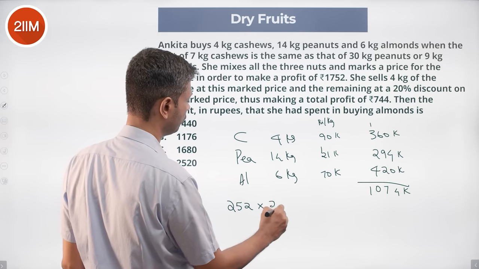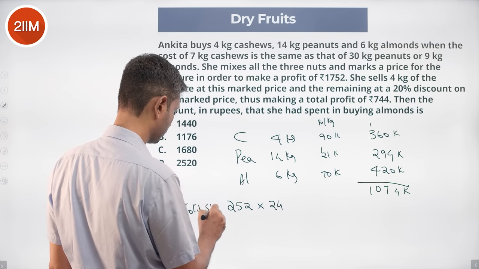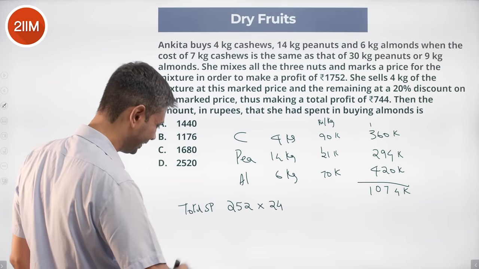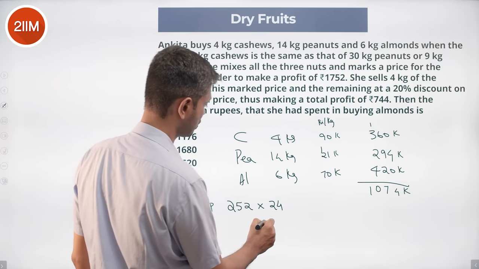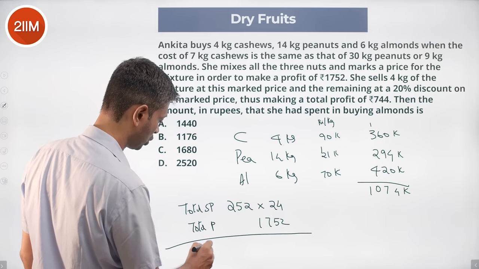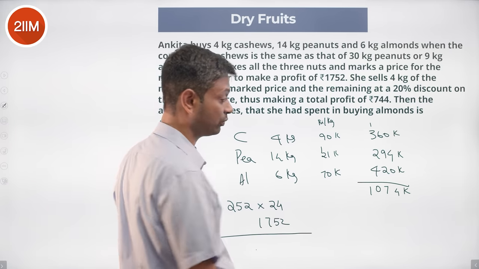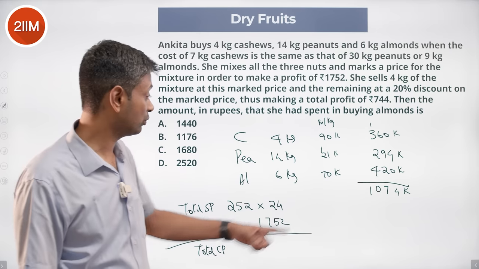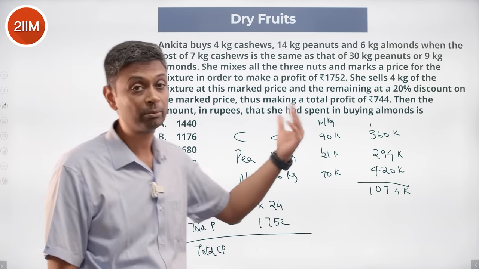into 24 is the total selling price, and then our total profit is 1752. Subtract this from this, and we'll get the total cost price. That number equals 1074k. From that, we'll have to find 420k, which is the amount of money she spent buying almonds.